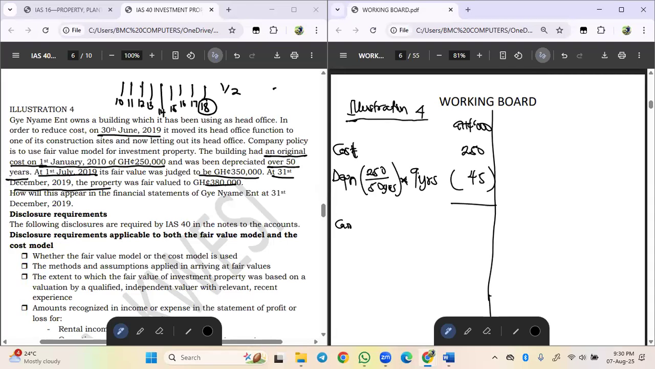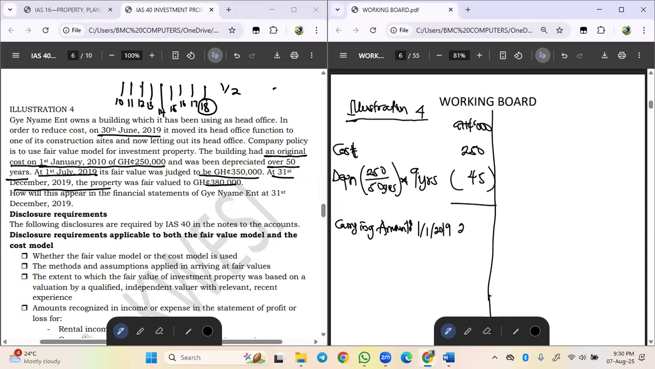So the carrying amount. This one will be carrying amount as at what date? As at 1st January 2019. It's 31st December 2018, but that one is the same as 1st January 2019. So what is the amount here?